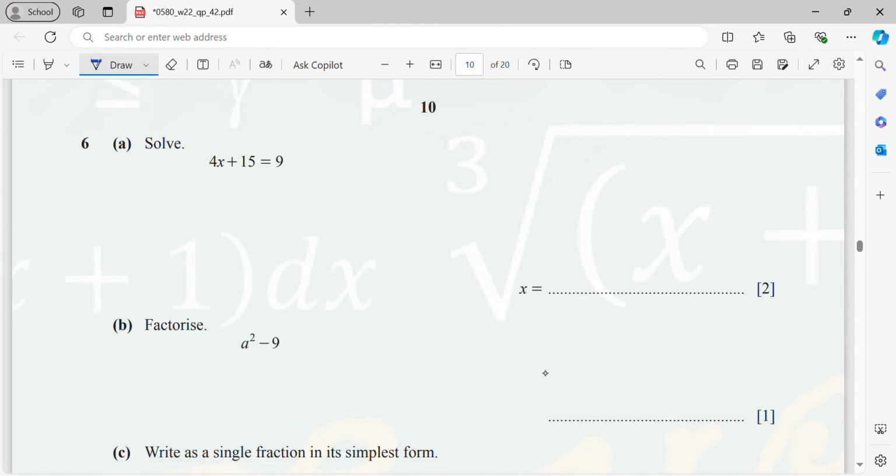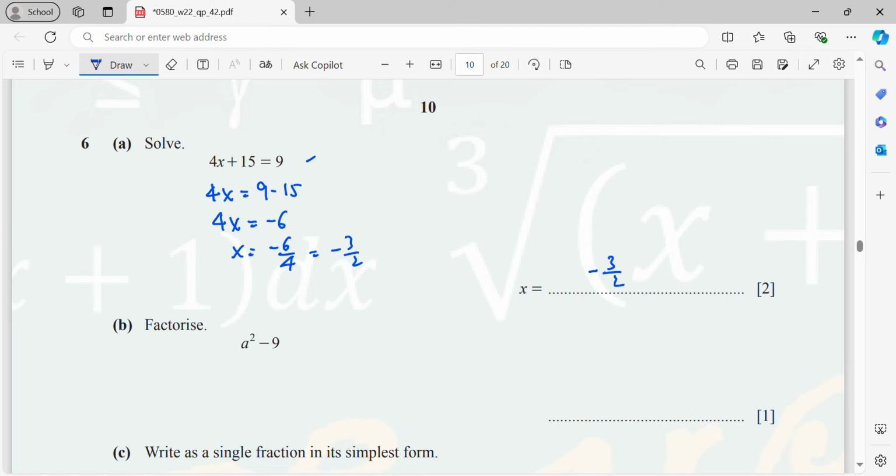Okay, now question number 6. Solve 4x plus 15 equals 9. So 4x equals 9 minus 15, that is minus 6. Therefore, your x is going to be minus 6 over 4. Then you will get minus 3 over 2. So that is the solution for the first part.